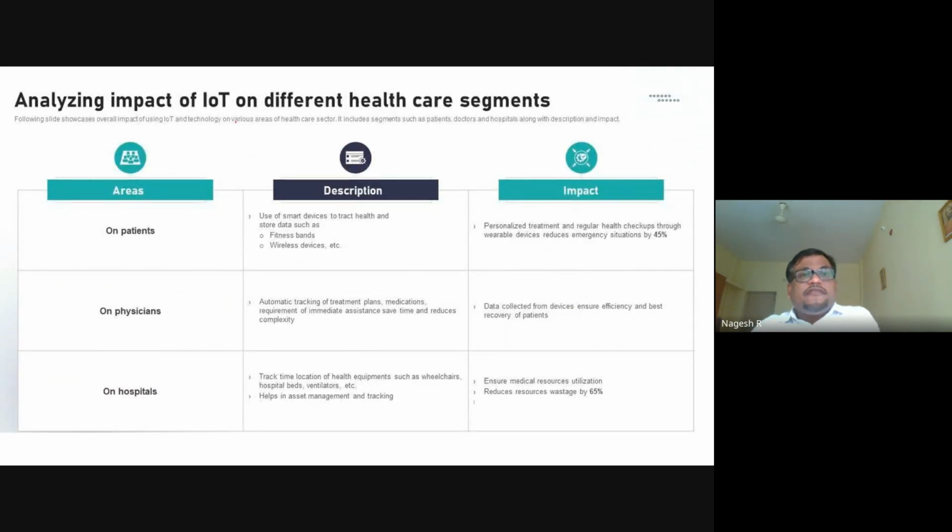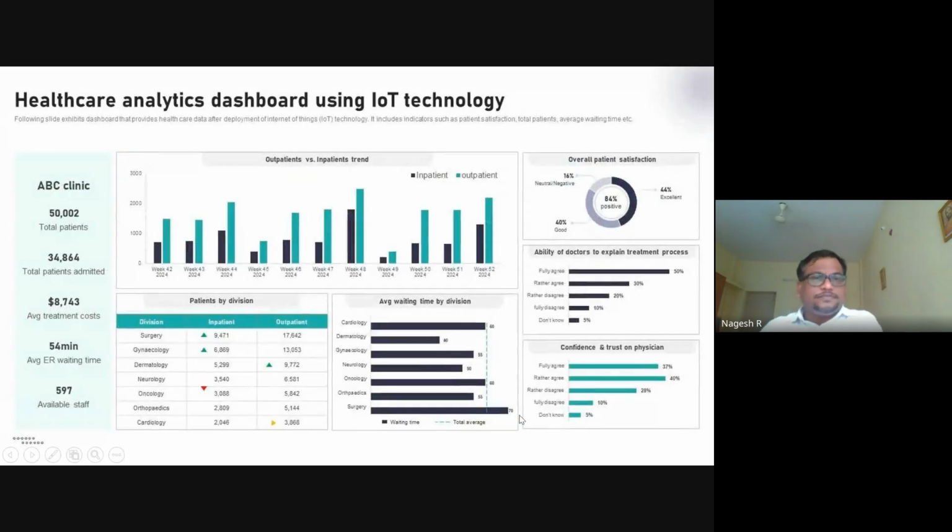What is the impact of IoT on different aspects of healthcare? On patients, of course, you have personalized treatment. On physicians, you can have data collected from devices to ensure efficiency, and some kind of prediction will be there, and based on that, he can predict. On hospitals, as I mentioned, tracking various asset management, health equipment, and wheelchairs, thereby reducing resource loss.